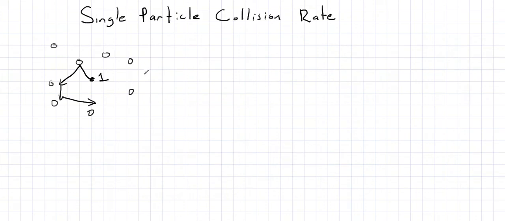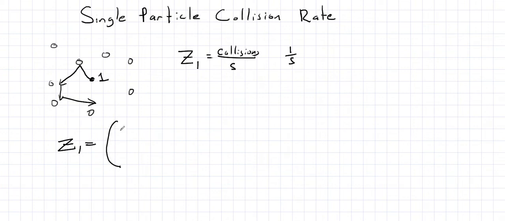Okay, so we want to know how many collisions per second. So we'll call this the collision rate for a single particle of 1, and it is going to be collisions per second. And so really it's going to have units of just 1 over second. Okay, so how do we calculate this? Well, if we think about this, it's going to be a function of a couple different parameters.